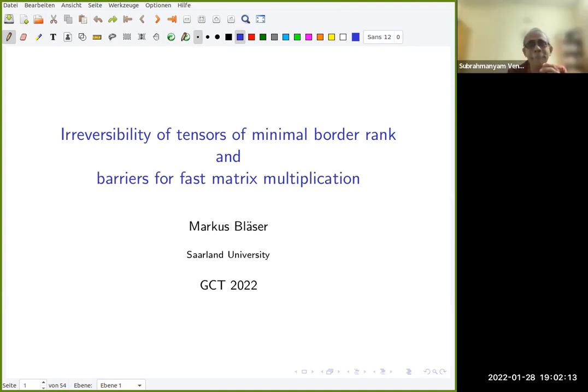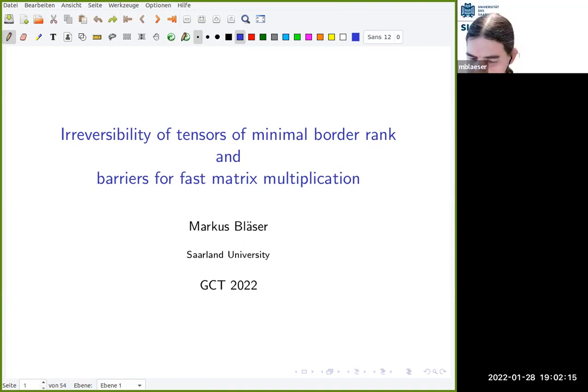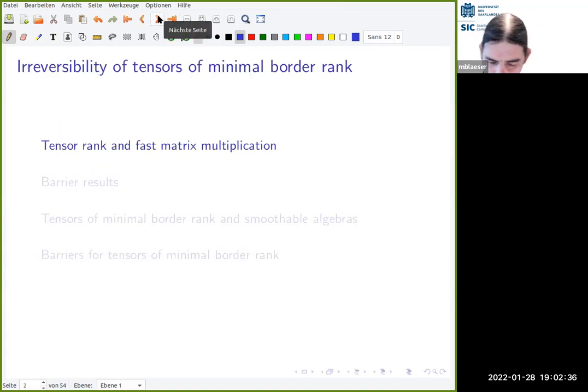So today I will speak about irreversibility of tensors of minimal border rank and some barriers for fast matrix multiplication. Most of this is based on several joint works with Vladimir Lysikov, which I forgot to write on the title page, who's still in Copenhagen. This talk will essentially have two parts. These are here now 4 parts, but essentially there will be 2 parts.